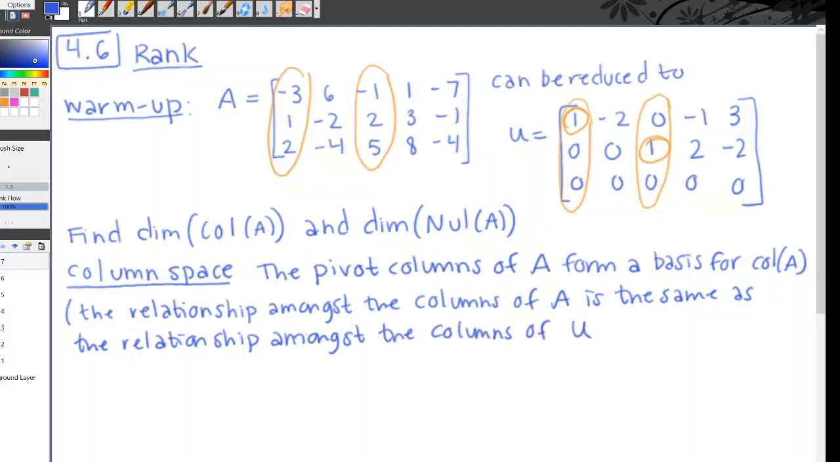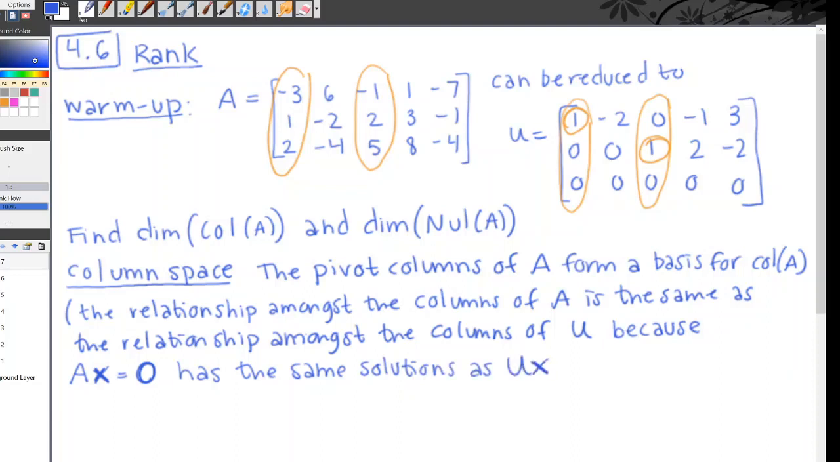And the reason for that is that a dependence relation is one way of expressing the relationship amongst the columns. It's really the right way of expressing a relationship amongst the columns. And remember, the way that you find a dependence relation is by solving the homogeneous system of equations. So if you were to solve AX equals 0, that's going to have the same exact solutions as if you were going to solve UX equals 0.